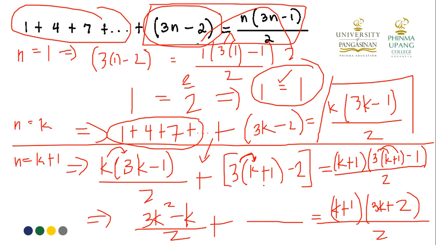Oh, what is 3 times k? 3k. 3k times 1 is 3, plus 3. Next, bring down negative 2, all over 2. Let's compute. Sometimes you need to give some space. So, 3k plus 3 minus 2. Answer? 3k plus 1.